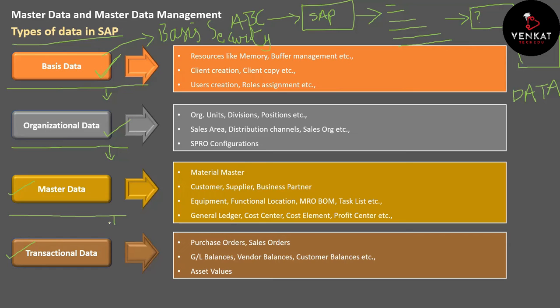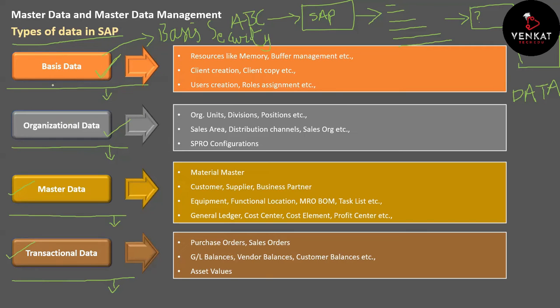Once the master data creation is done, then the transactions will happen in the system: POs, sales orders, invoices, GL balance, everything. Once the transactions are in progress, then the business will see the benefit out of it. So here, none of the data can alone give the benefits to the organization. It is a combination. It is the integration of all this data.